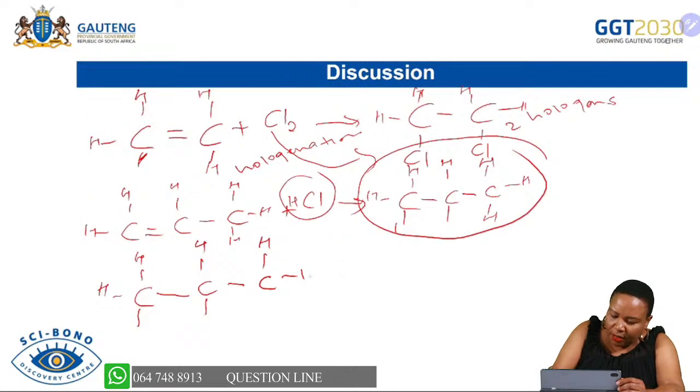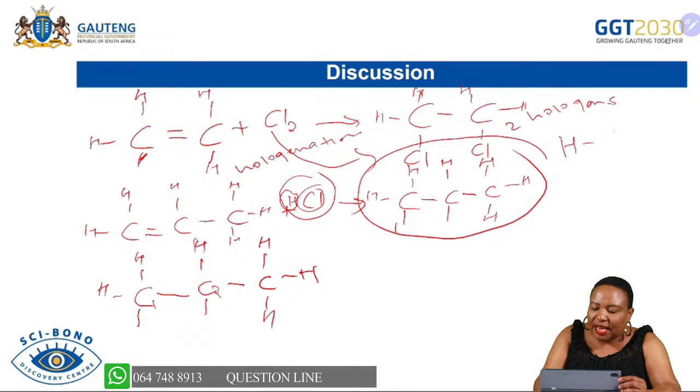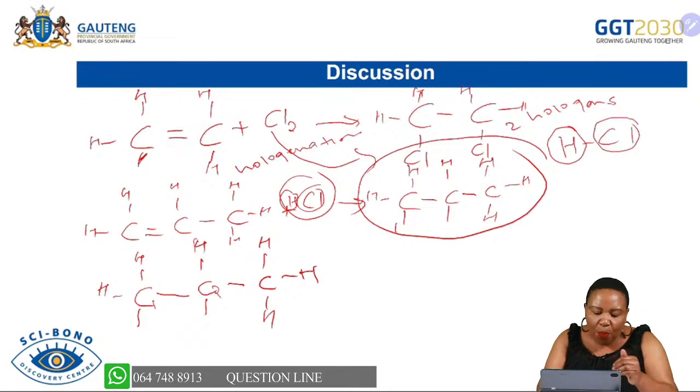Okay, and this one, and this one. Now, I need to add carbon number 1 and number 2, hydrogen and chlorine. Now, I must decide, because HCl is like this in a structural form, where I will add hydrogen and where I will add chlorine. Now you go back to your carbons.